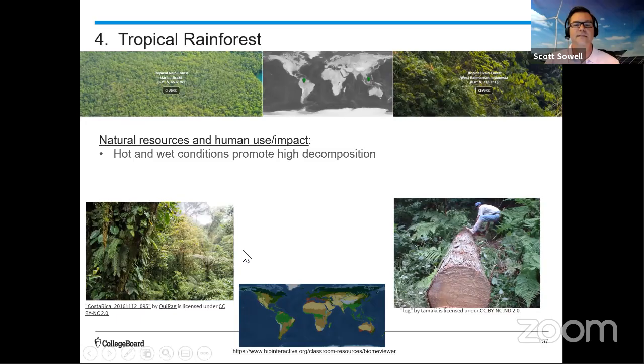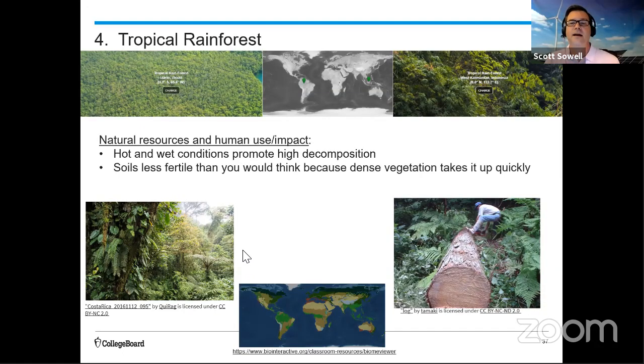In terms of threats, clearly there's high decomposition here. So you would think that the soil would be very fertile, but actually it's quite the opposite. There's tons of leaf litter, tons of decomposition. So you would think that it would build up and create really fertile soil. But in fact, there's so much living vegetation that as soon as things decompose, those nutrients are assimilated right back up into the plant. So it doesn't have that buildup of nutrients that you might find in a grassland, for example.